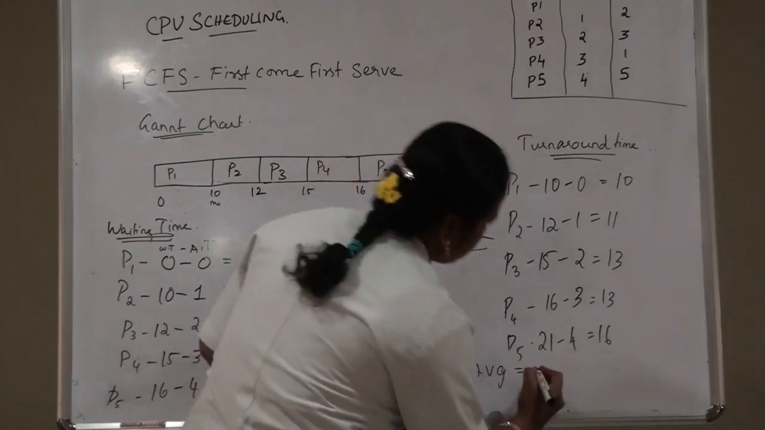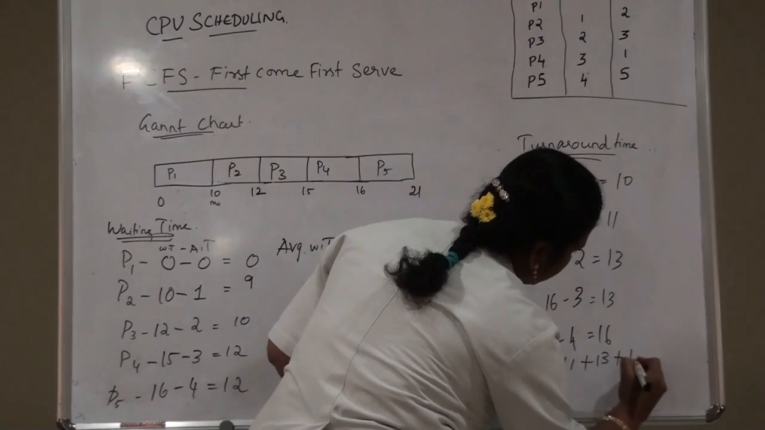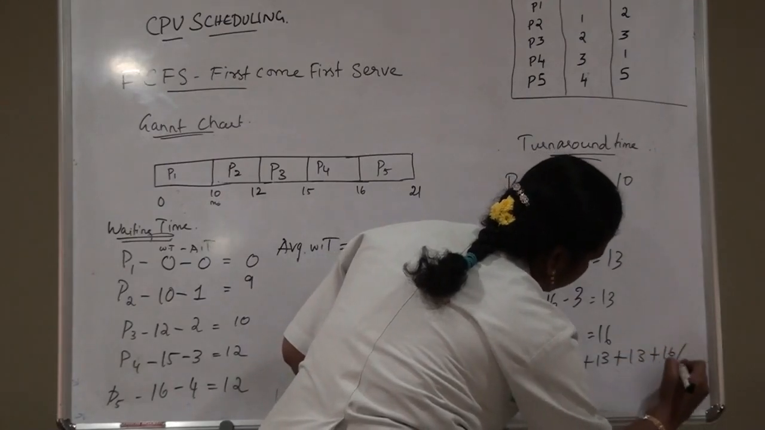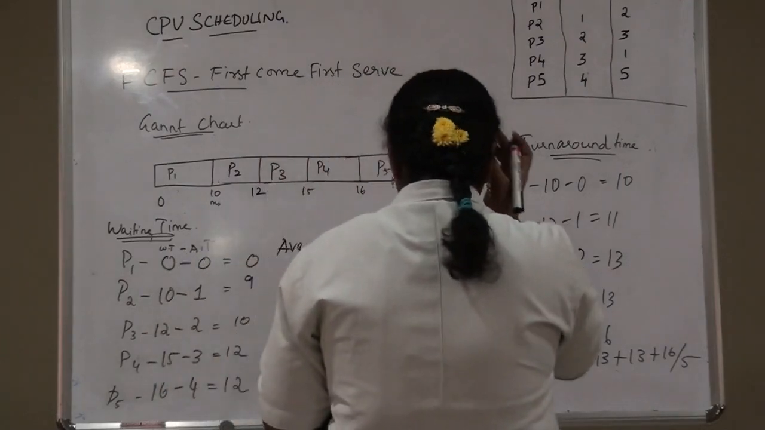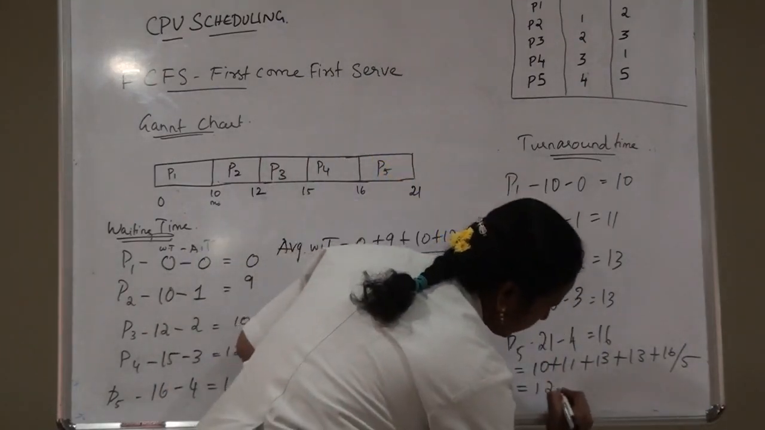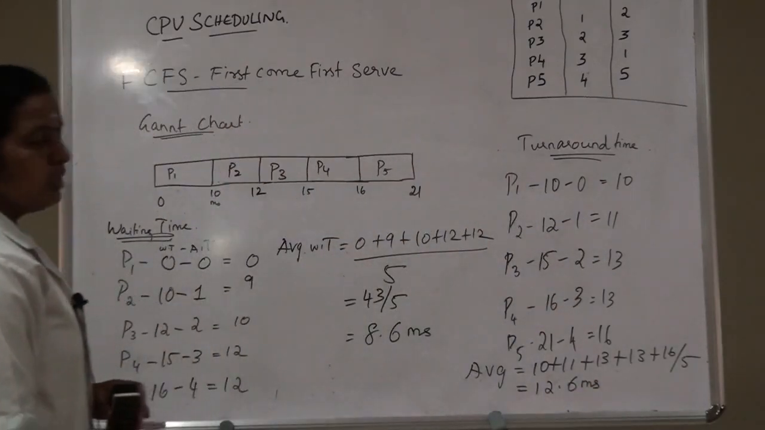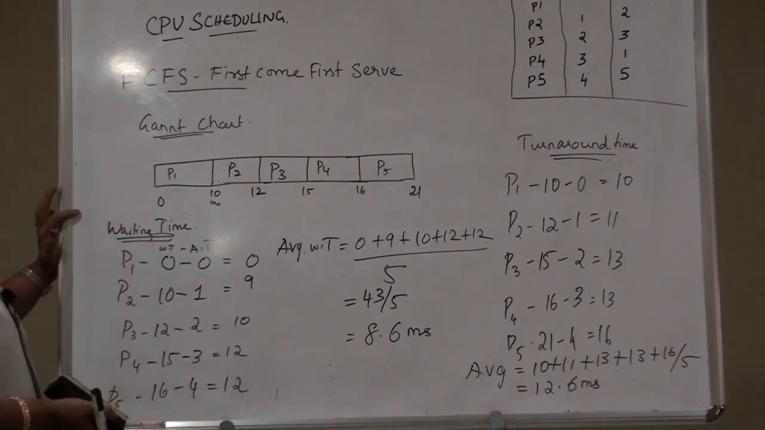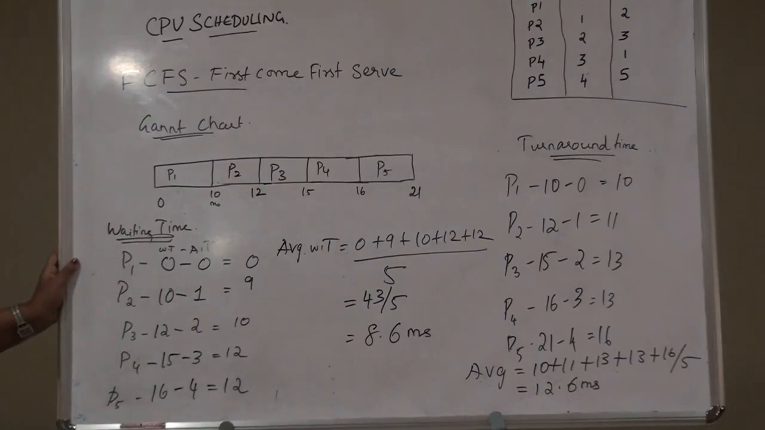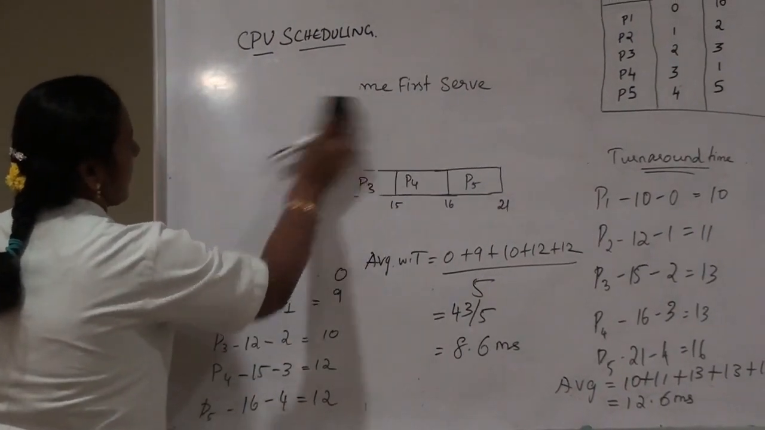So the average is 10 plus 11 plus 13 plus 13 plus 17, divided by 5. Now if you add and divide it, you will be getting 12.8 milliseconds. So this is the first come first serve algorithm. Next we will go for shortest job first, SJF.